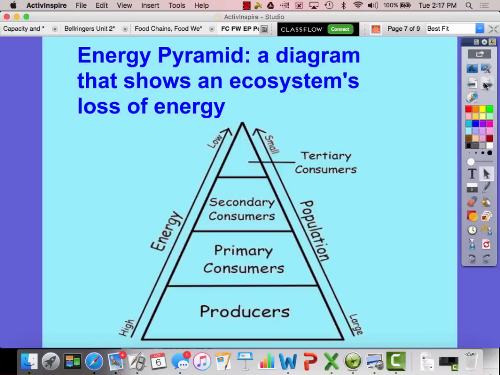Now we have the energy pyramid, and an energy pyramid shows how energy is transferred in an ecosystem. We have energy which is decreasing, and our organisms are decreasing as they move to the top. Okay? At the bottom we have producers, and then we have primary consumers, which eat producers. Then we have secondary consumers, which eat primary consumers. Then we have tertiary consumers, which eat secondary consumers.